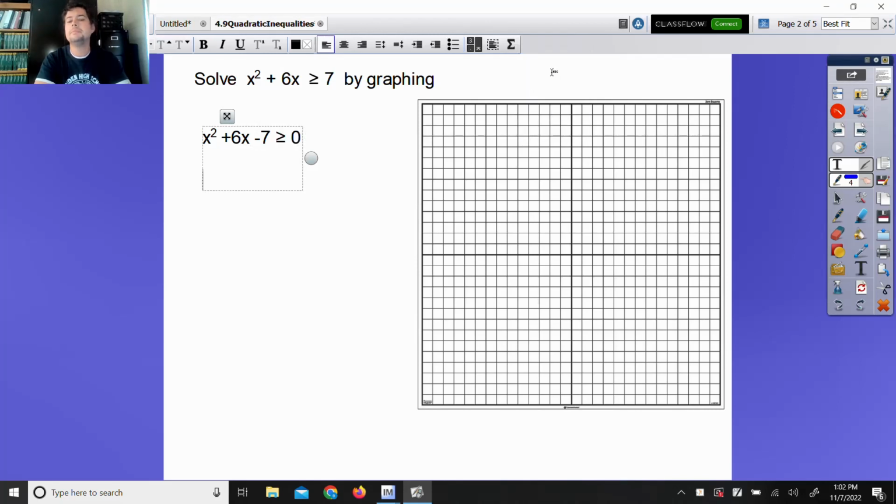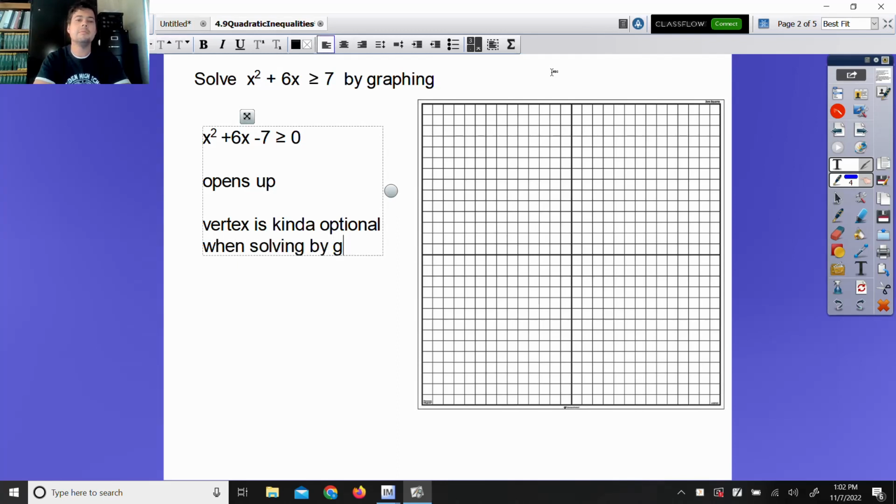How's it open? Open up or down? Opens up. The vertex is kind of optional when you're solving by graphing. It really is. Sometimes you need it, but it's kind of optional. What's not optional is x-intercepts.